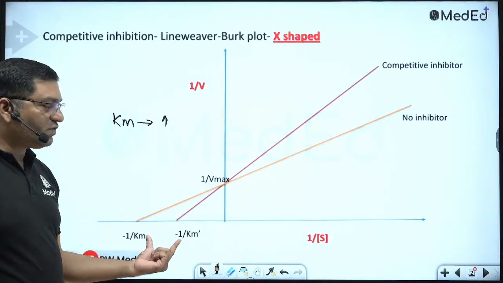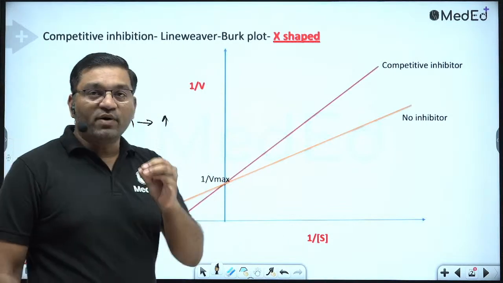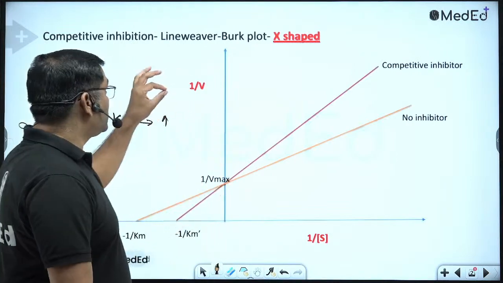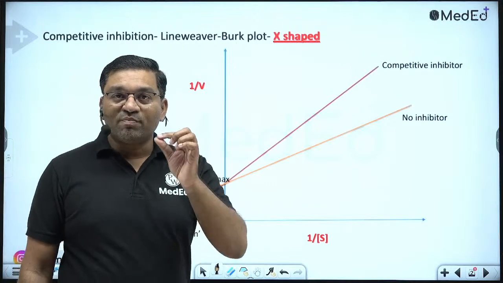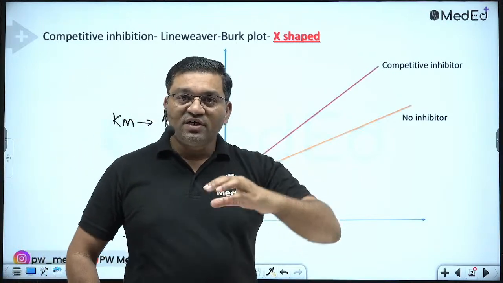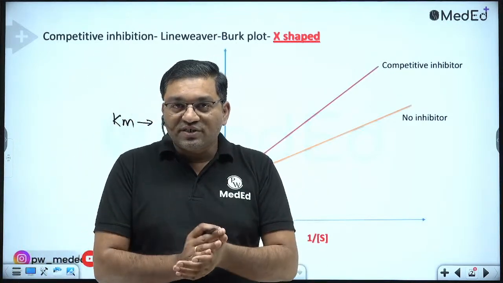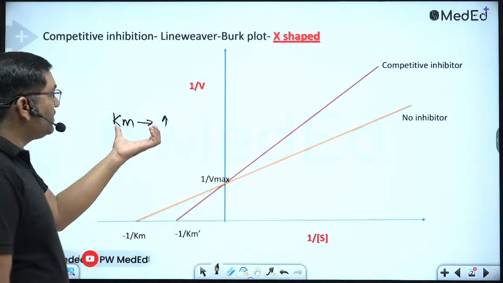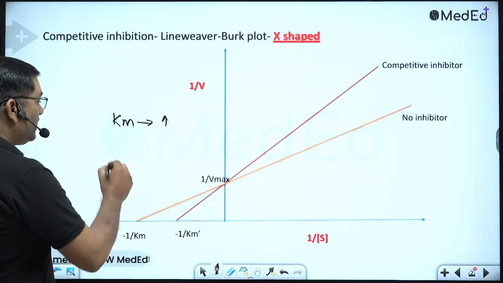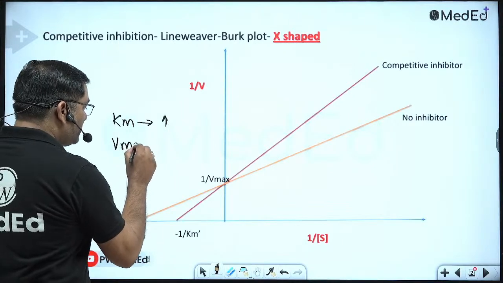So this is -1 by Km. This is the Lineweaver-Burk plot or double reciprocal plot, which is X shape. That means it is a graph of competitive inhibition. Here the inhibitor is similar to the substrate, so they compete for the active site of an enzyme molecule. So in this type of inhibition, Km increases and Vmax remains the same.